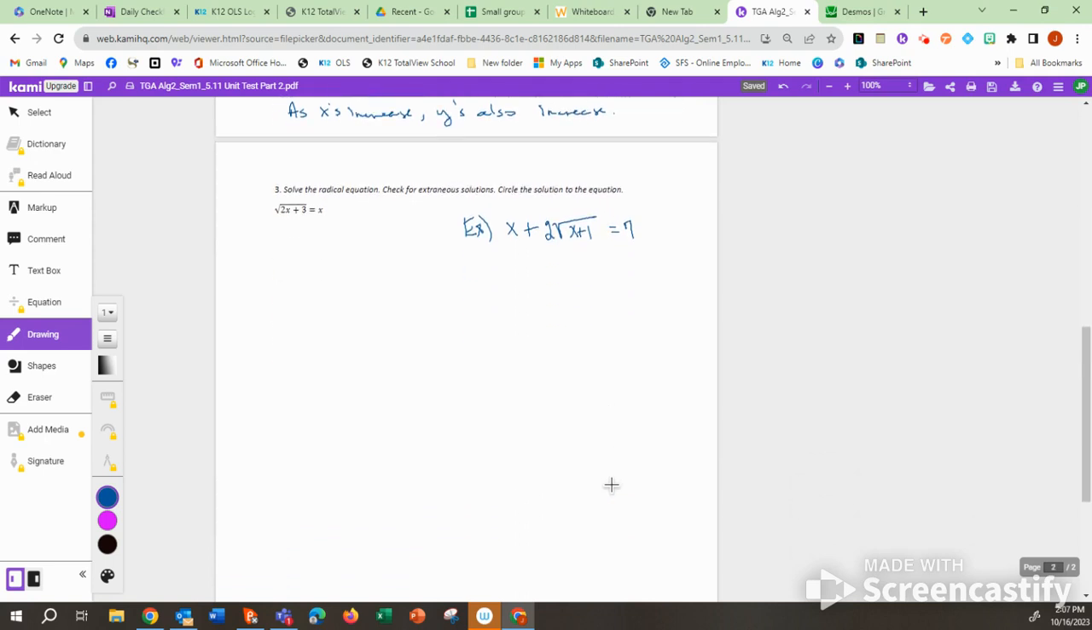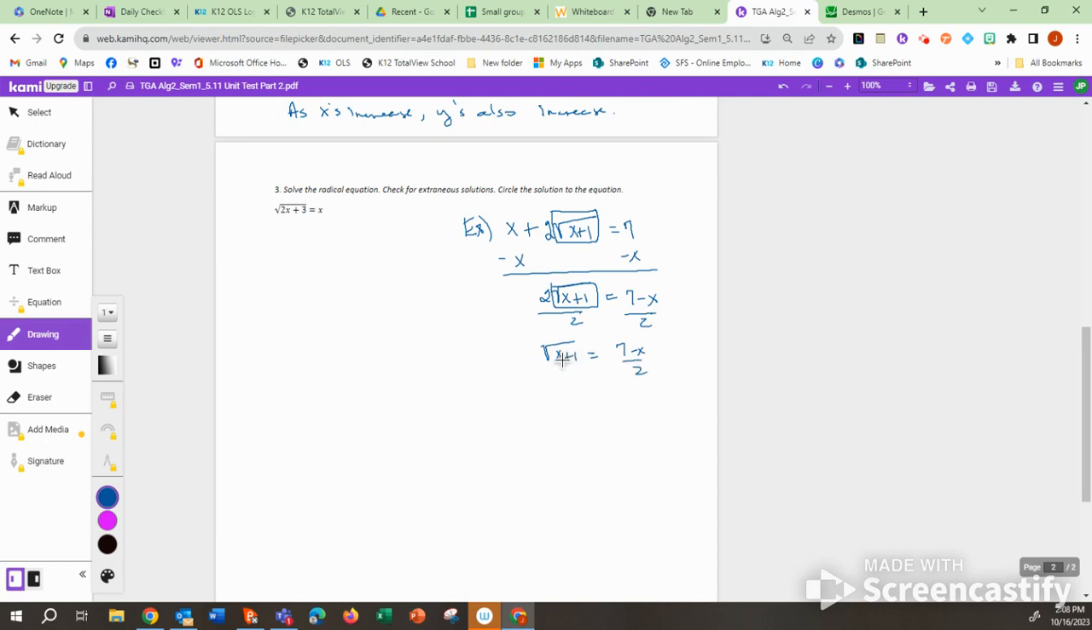All right, last one's asking you to solve a radical equation. We know when we solve a radical equation that we need to isolate the radical, move everything over to the other side. I made this problem up. So that leaves me with 2 times the square root of x plus 1 equals 7 minus x. This radical is still not isolated, so I'm going to divide both sides by 2. That's going to leave me with the square root of x plus 1 is equal to (7 minus x) over 2.